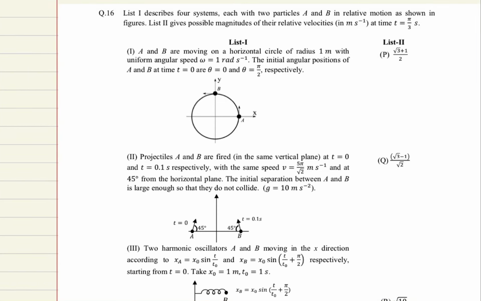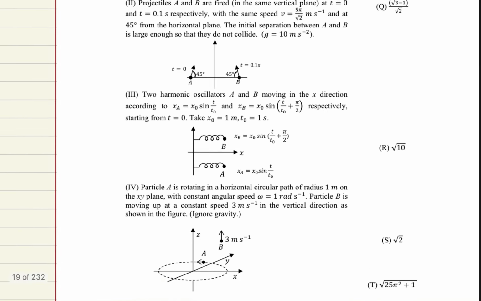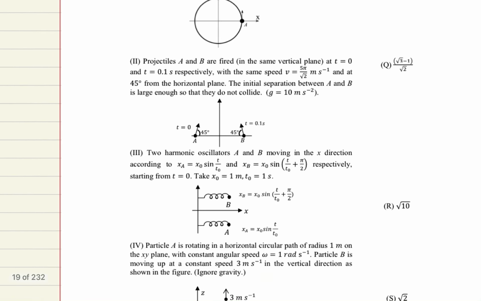Hello everyone. Now we will do question number 16. List 1 describes the four systems, each with two particles A and B in relative motion as shown in the figure, and list 2 gives the possible magnitudes of the relative velocities at t equal to pi by 3 seconds. We need to calculate.